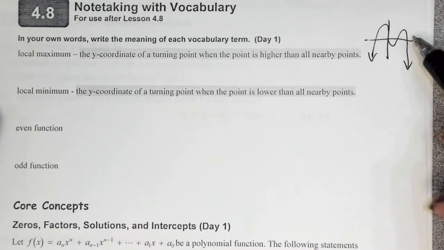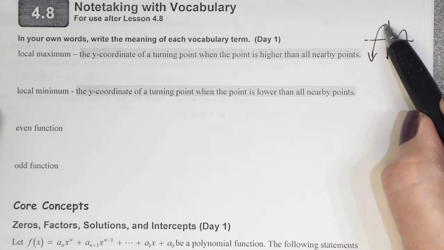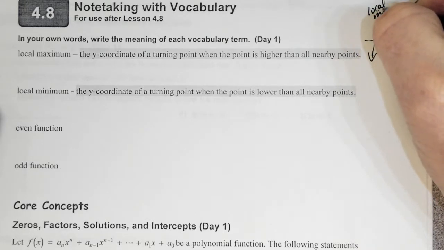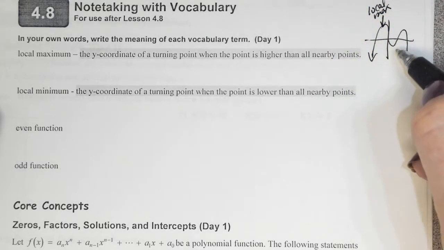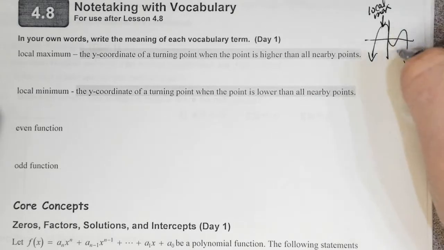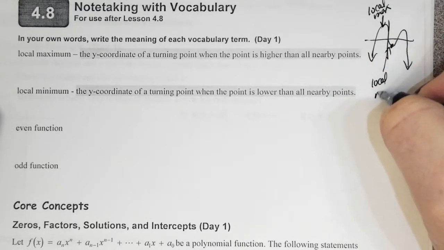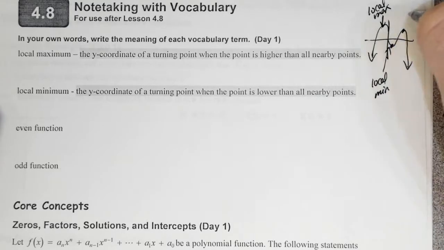So let's say I have a function like this. Right here, the y-coordinate right there, that would be a local max. And this point right here, where this y value is, this is going to be a local min. And this point right here, this is also going to be a local max.